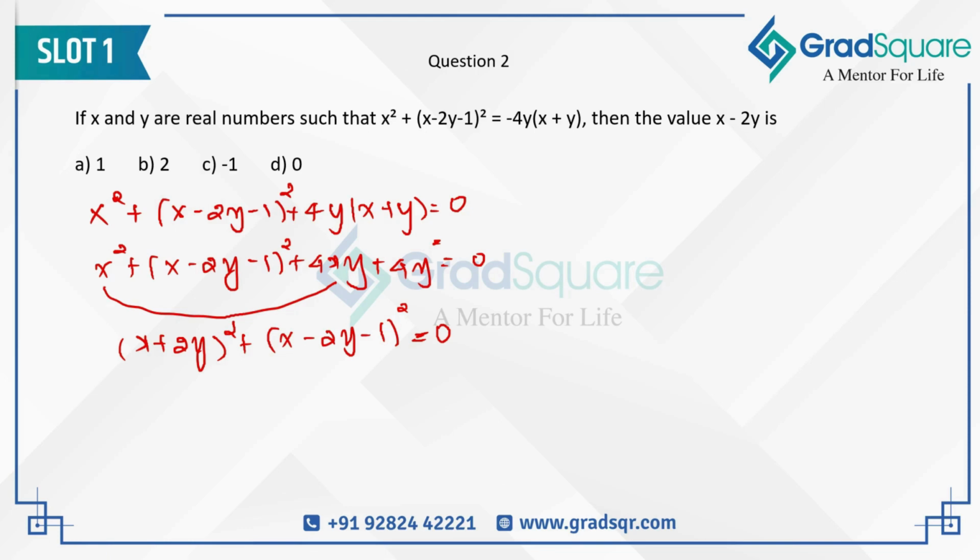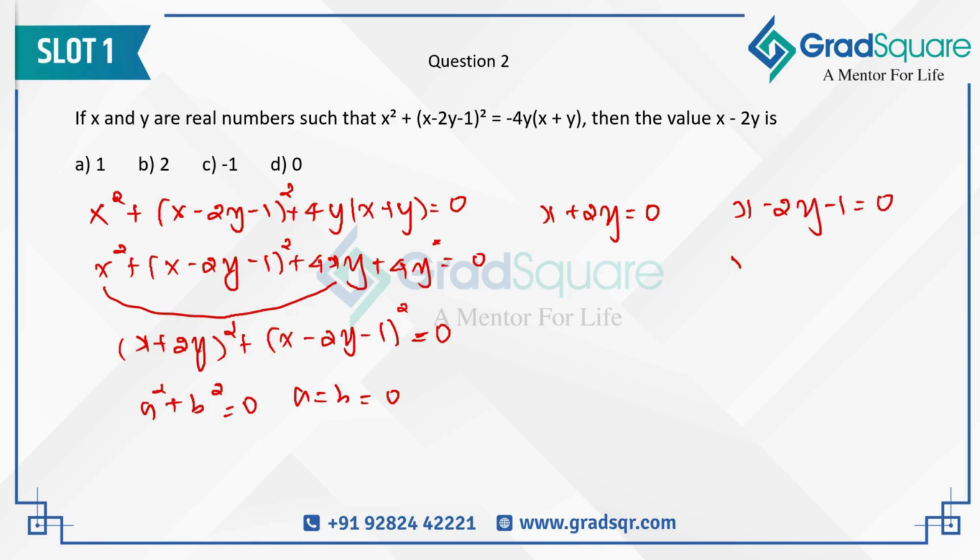And the square of any number will be positive, and the sum of any two positive numbers to be 0, the individual terms should be equal to 0. So x + 2y should be equal to 0.